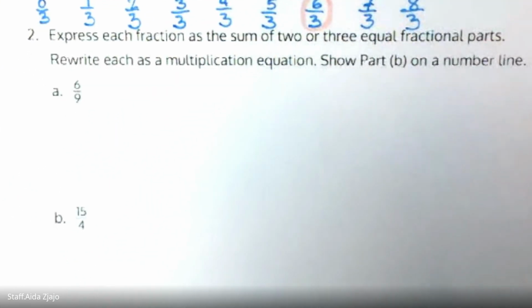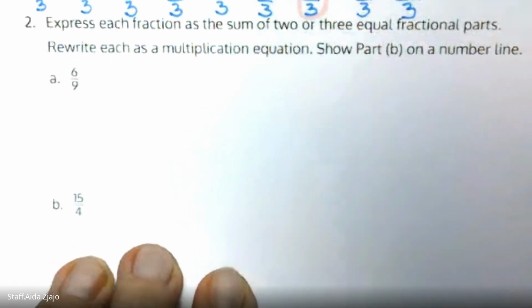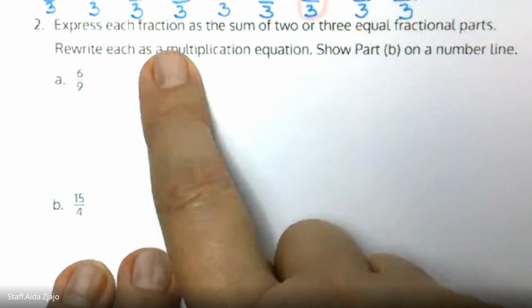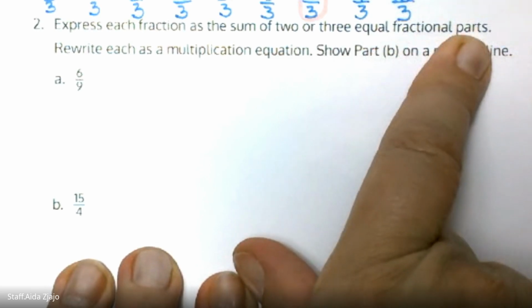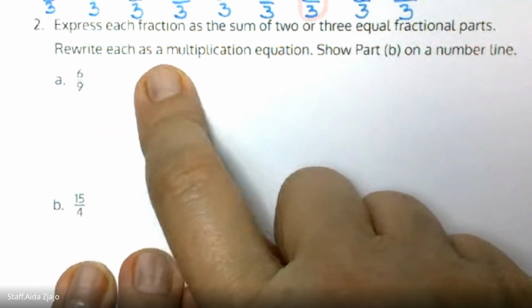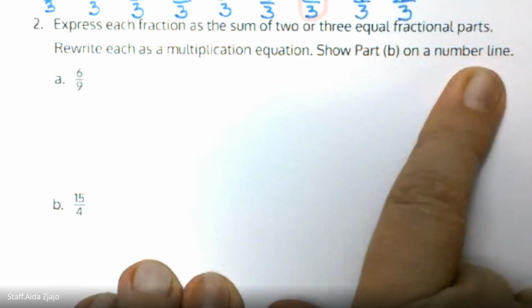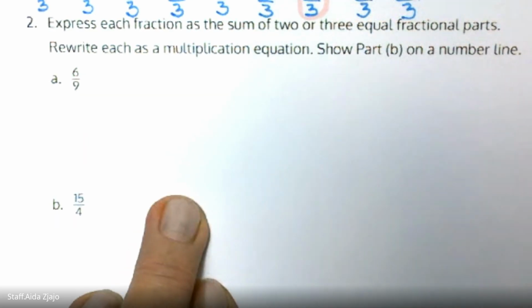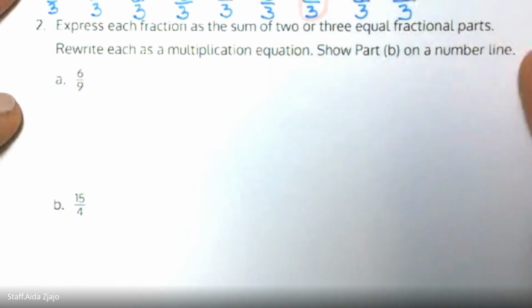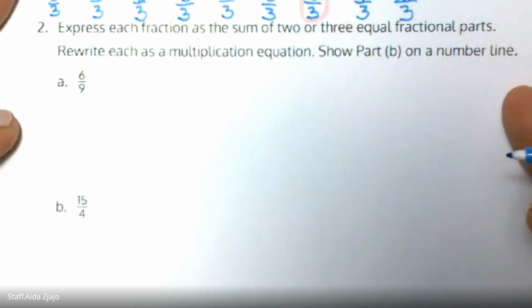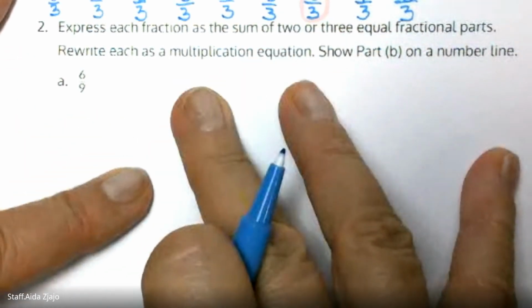Now we'll move to question number 2. It says, express each fraction as the sum of 2 or 3 equal fraction parts. Rewrite each as a multiplication equation. Show part B on the number line. So what they want us to do is decompose the 6/9. So that's different ways to decompose.